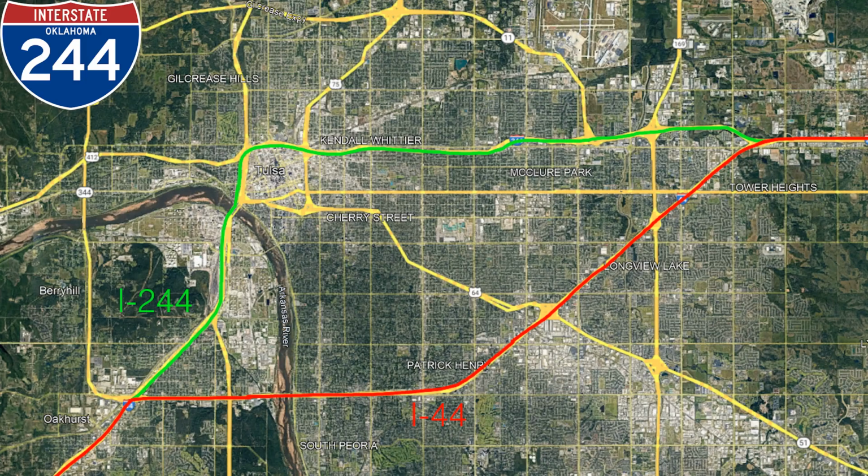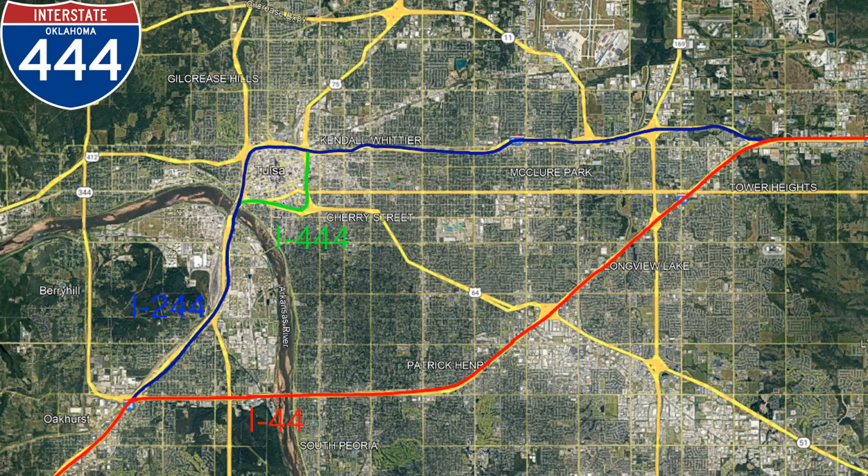I-244 is an auxiliary interstate of I-44, connecting I-44 with another portion of itself. It was completed in December of 1975. This route partially surrounds downtown Tulsa, with I-444 completing the interstate box surrounding Tulsa.